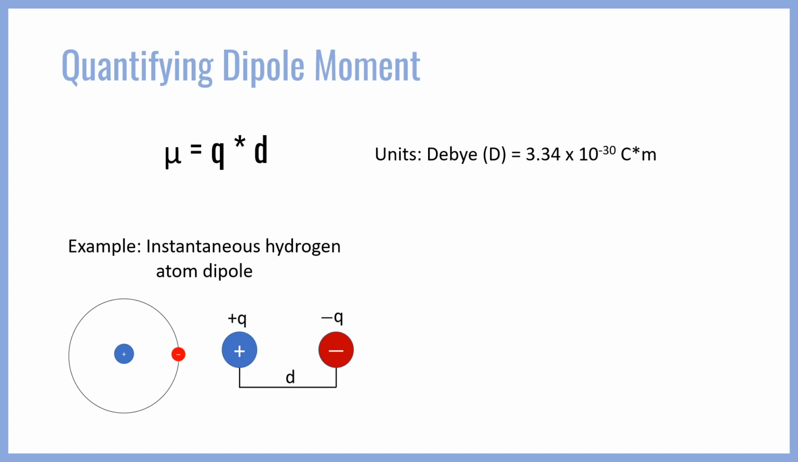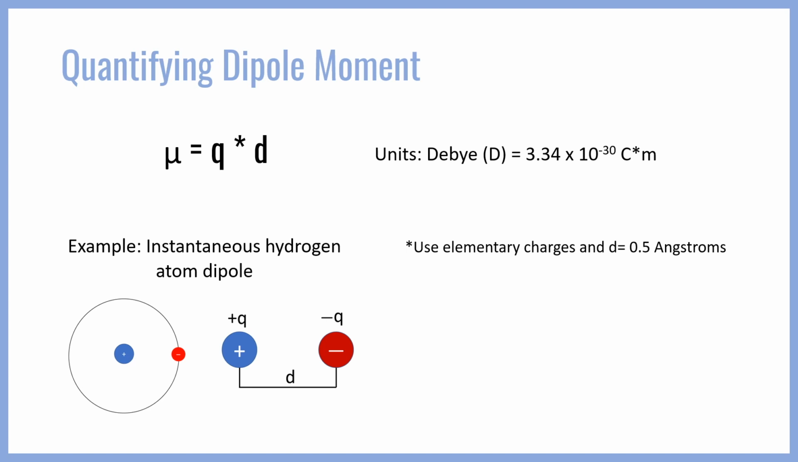Now, we want to treat this hydrogen atom as an electric dipole, and determine what the magnitude of the dipole moment is for the hydrogen atom fixed in this particular moment in time. To do this, we're going to take our Q value for the dipole as the elementary charge of a proton and an electron, and we're going to use the D value as the average orbital radius of the electron at 0.5 angstroms.